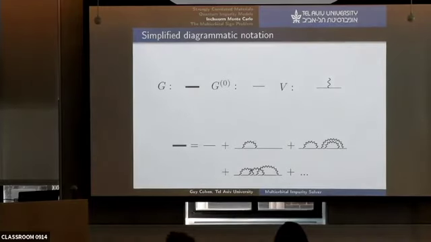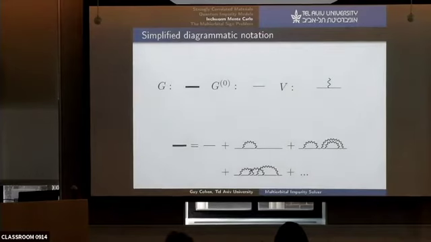Each diagram like this is associated with some number. And if you could sum up all diagrams like this, then you would get the exact interacting propagator. So that's the hybridization expansion. Of course, as you go to longer times, as this thing becomes longer, you get more and more diagrams, and you get a sign problem out of this. That depends on whether you're in real time or imaginary time.